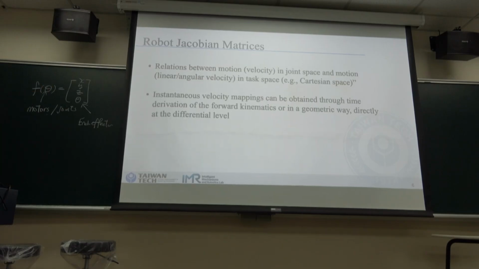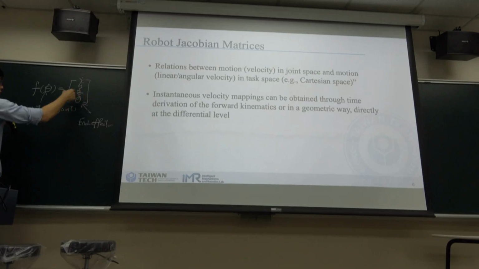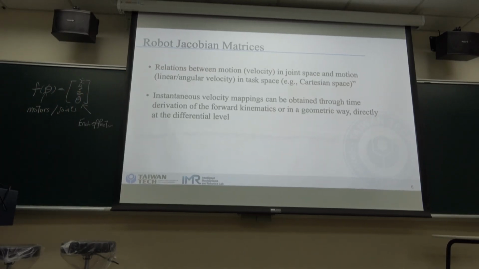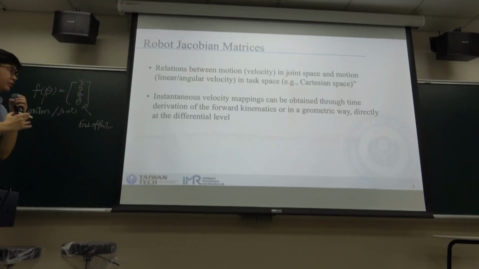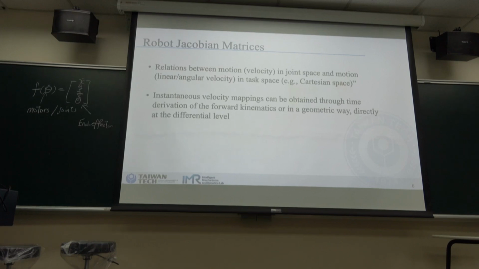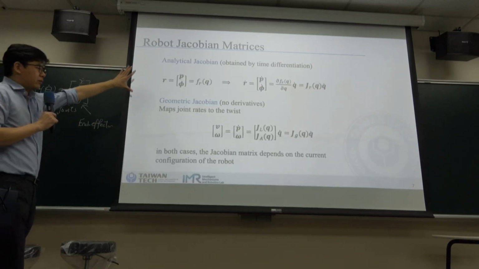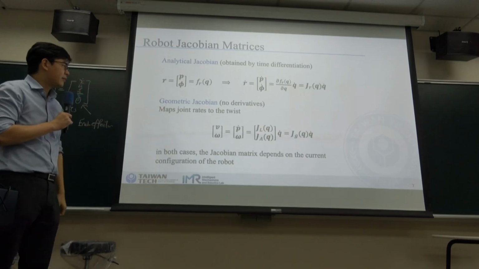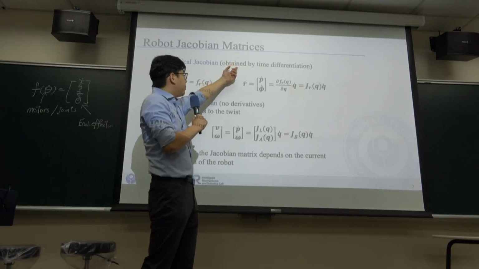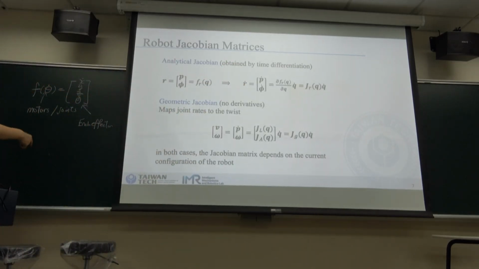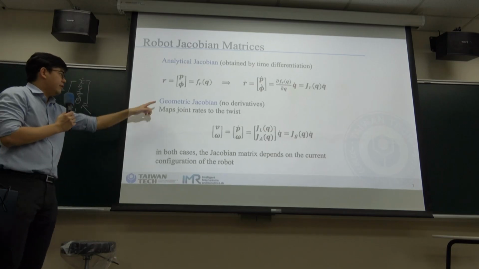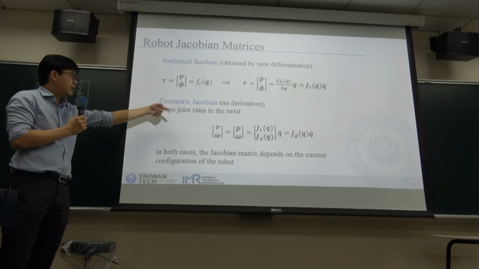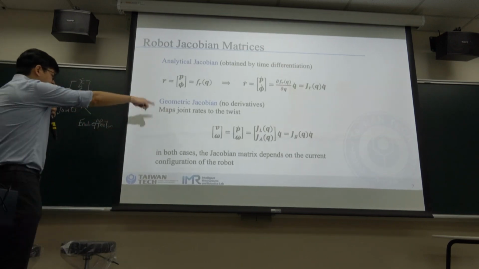And what is the differential kinematics? We want to have the theta dot, and we want to find the velocities of the robot. The instantaneous velocity mapping can be obtained through the time derivative of the forward kinematics, or in the geometric way. There are two types of Jacobians. Basically, we are using the analytical Jacobian, but we also introduce the geometric Jacobian. The analytical Jacobian is obtained by time differentiation, and the geometric Jacobian is through mapping the joint rate to the twist. So this was just for introduction.